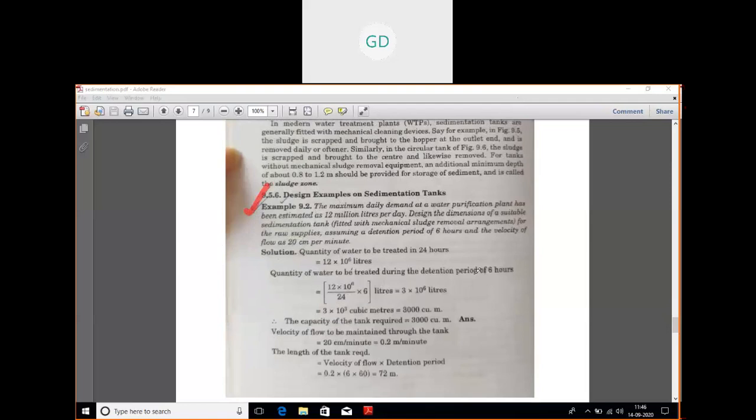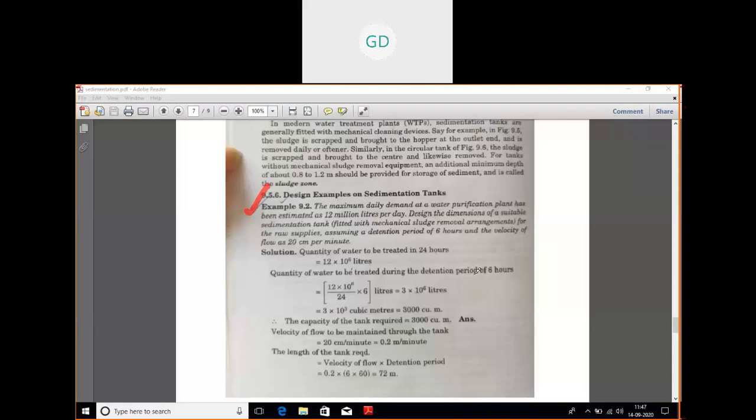The maximum daily demand at a water purification plant has been estimated as 12 million liters per day. Design the dimensions of a suitable sedimentation tank for the raw supplies, assuming a detention period of 6 hours and the velocity of flow as 20 centimeter per minute. So we need to design the dimensions of a sedimentation tank. That means we need to know the length, breadth, and height of the tank.